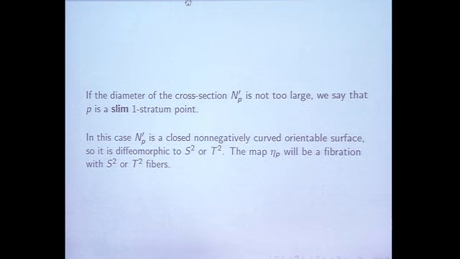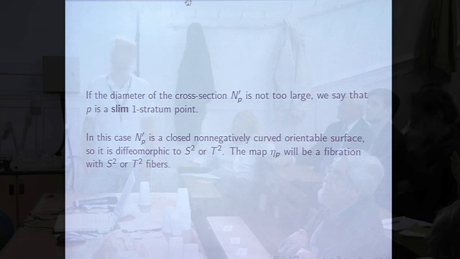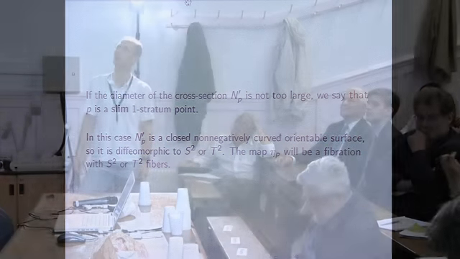So in this case, the cross-section will be a closed non-negatively curved orientable surface. So it's S2 or T2. And this map NP will be a fibration with S2 or T2 fibers. Okay? So at least near the base point P.